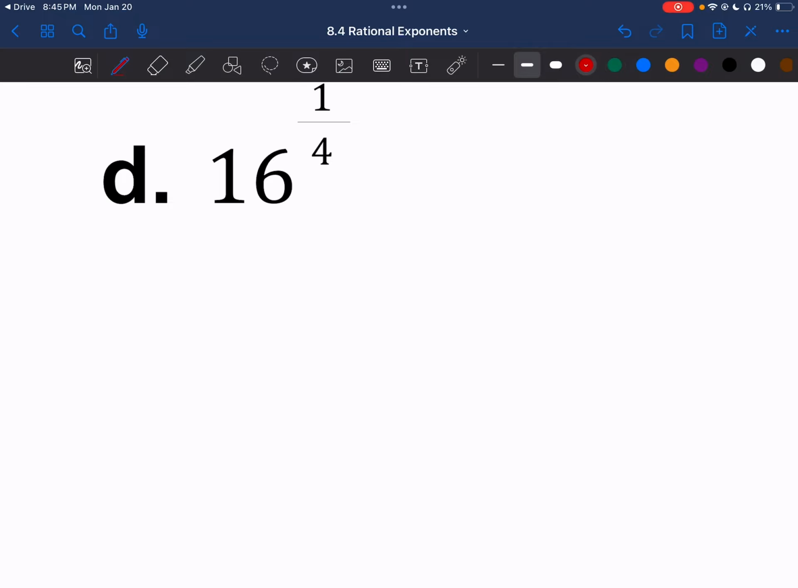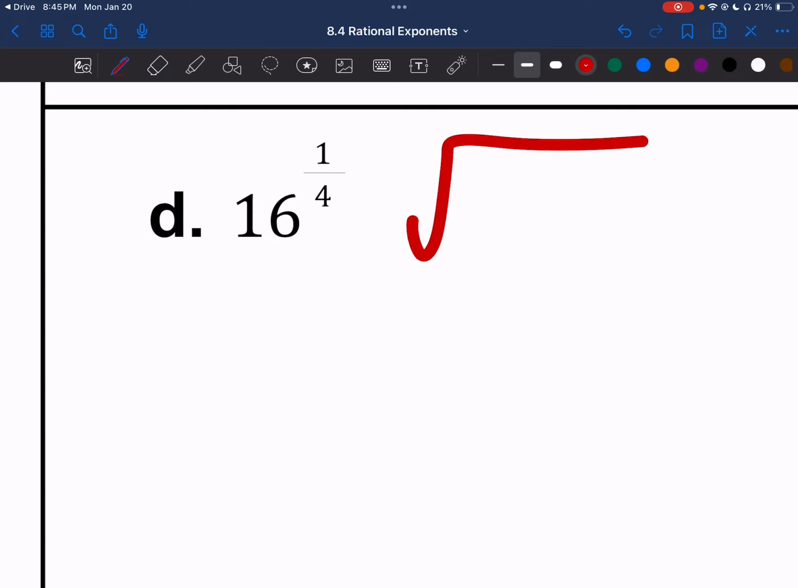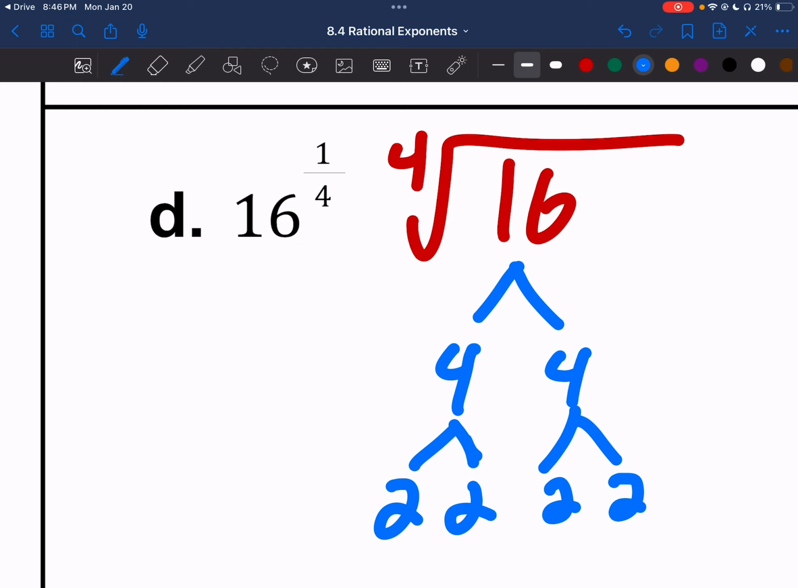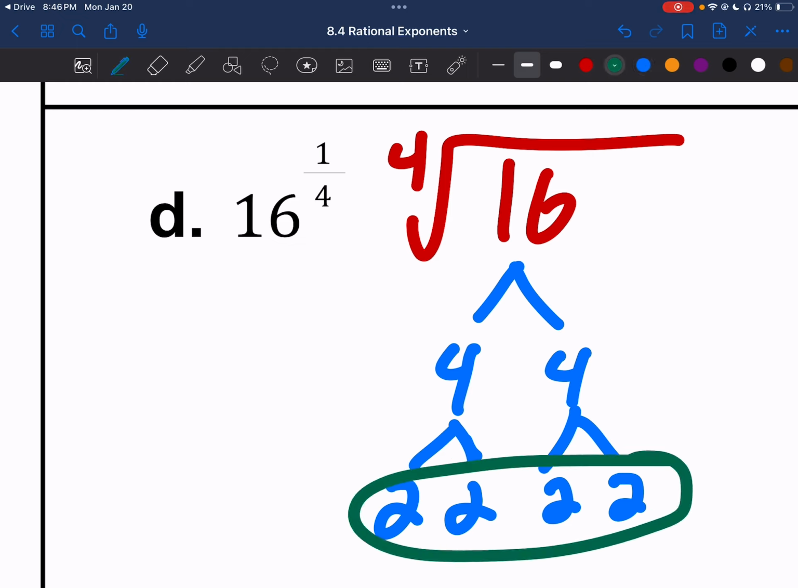Letter D, we've got the fourth root of 16. So we rewrite it as a radical. 16 is our radicand. So now, break it apart. 16 is 4 times 4. But we're not looking for the square root, we're looking for the fourth root. So we keep looking, and 4 breaks down to 2 and 2, and so does that 4. And so now, do we have a group of 4? Yes, we do. The fourth root of 16 is 2. 2 times 2 times 2 times 2.